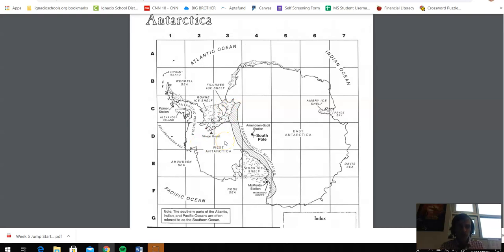So you'll have to use the grid squares to help you find your locations for most of the questions this week.